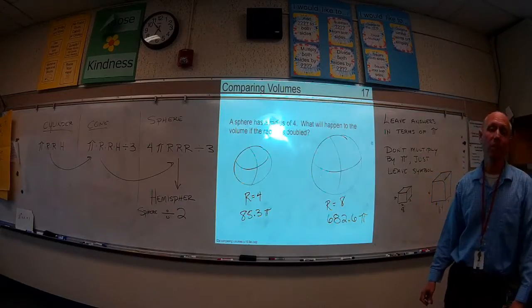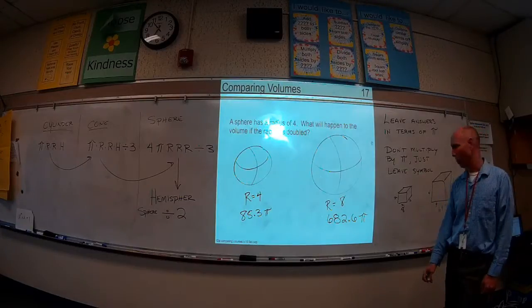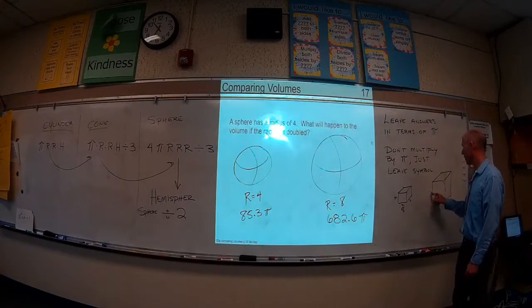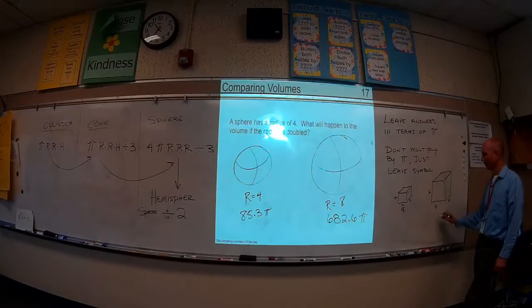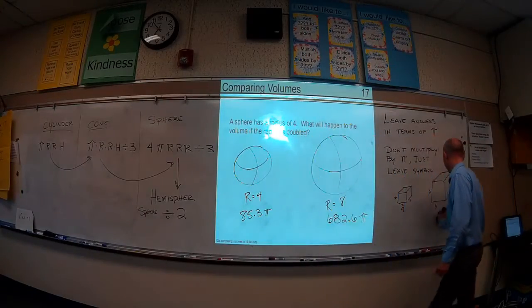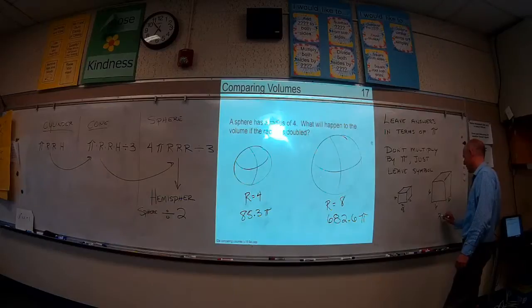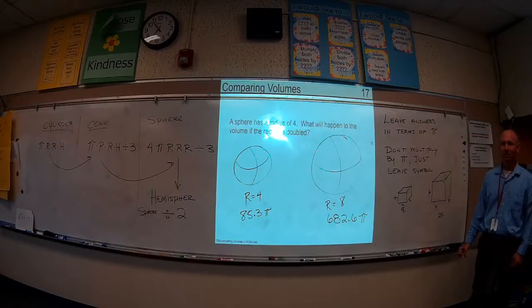If I triple all the dimensions, what do you think is going to happen? It gets 6. Well, let's see. Ready? 6 times 6 times 6. Will somebody do that for me? 216. How many times bigger did it just get? 27 times bigger.